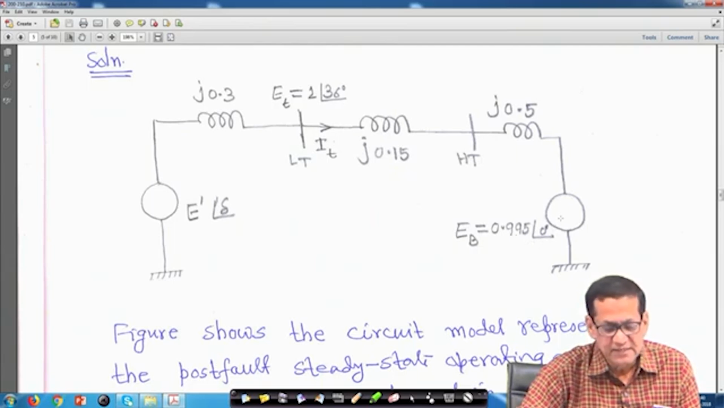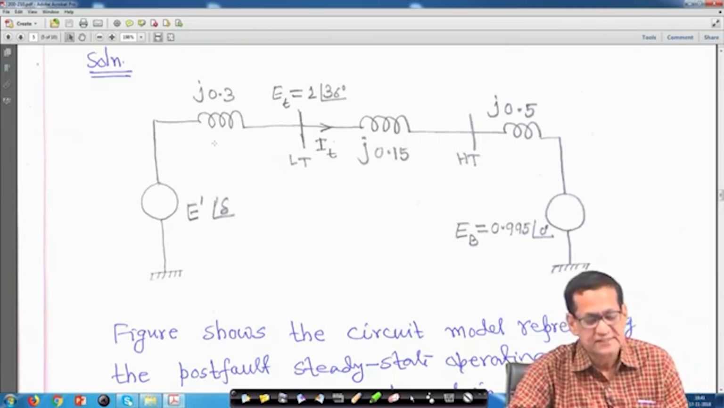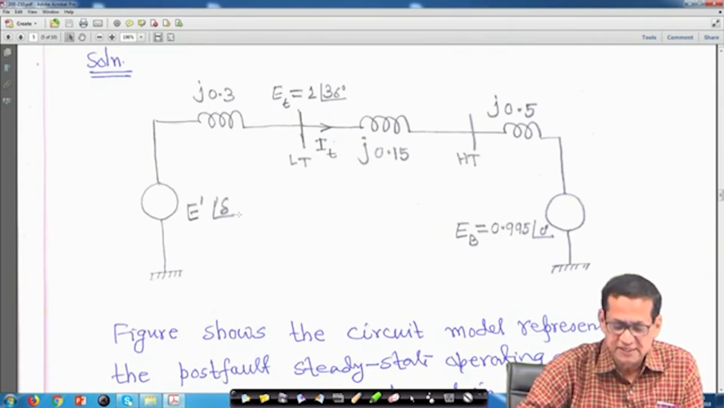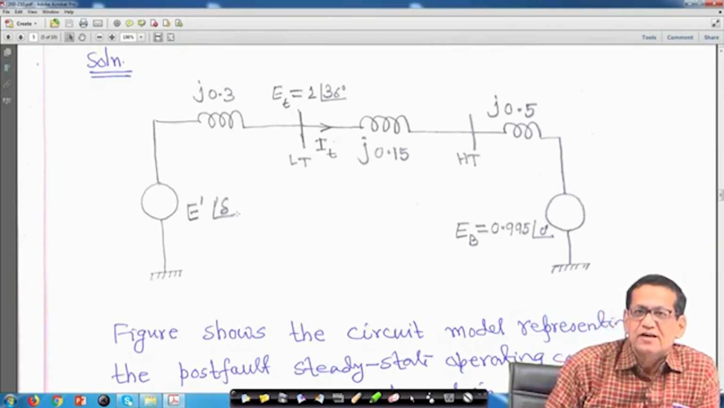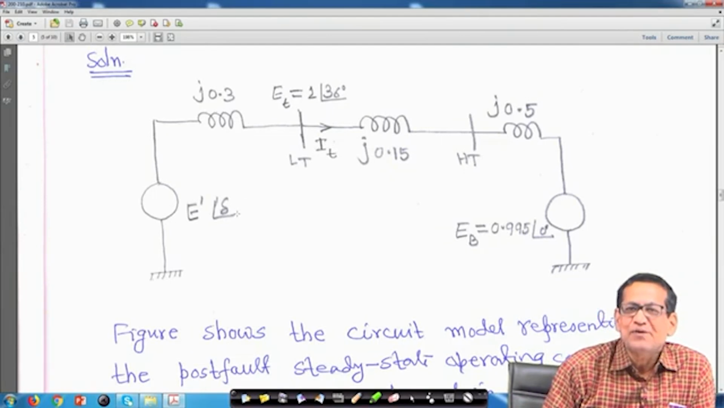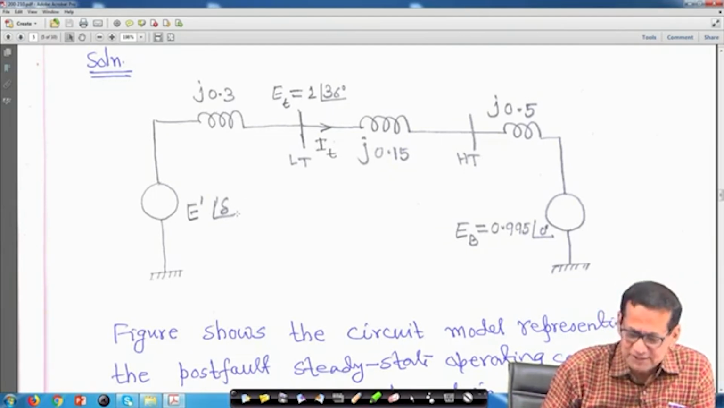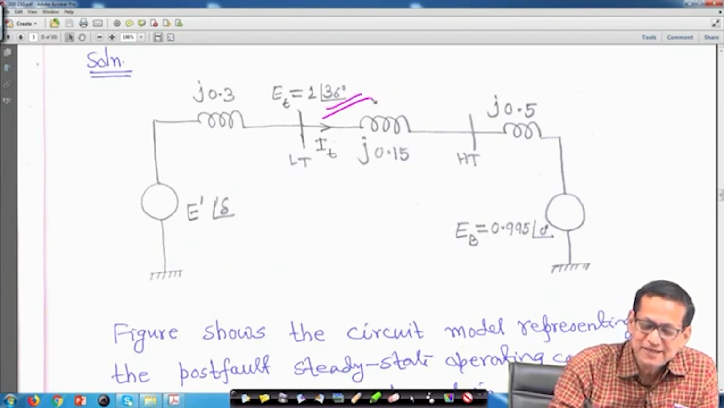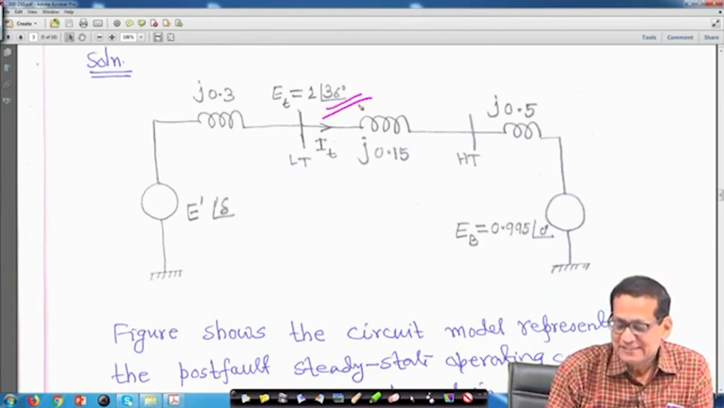This is the infinite bus, and this is your E dash delta, the voltage behind x d dash. So, our objective is first to find out the delta. Now, to solve this problem for easy calculation, it is given that E t is equal to 1 angle 36 degree and E b is 0.995 angle 0 degree.